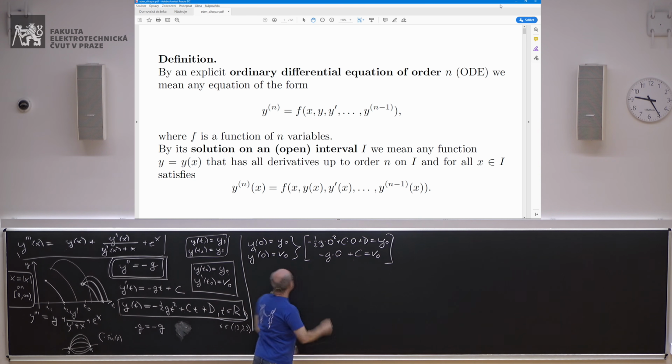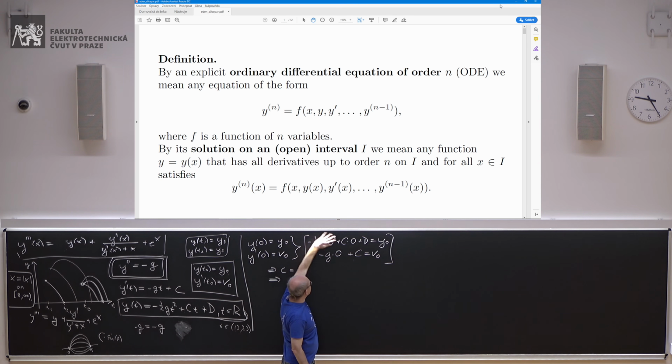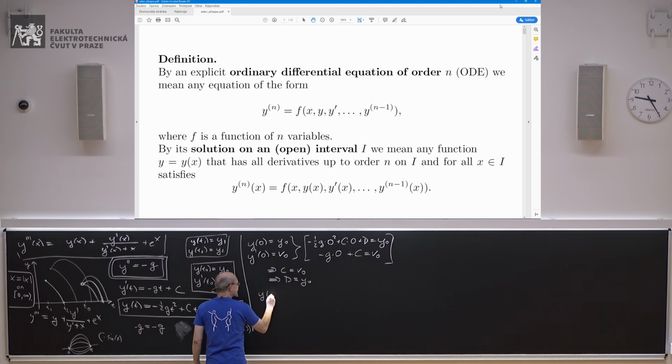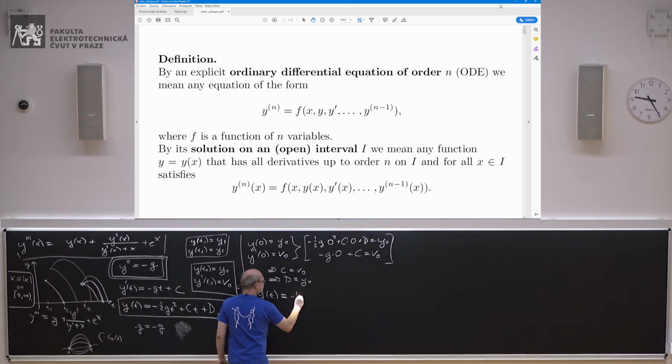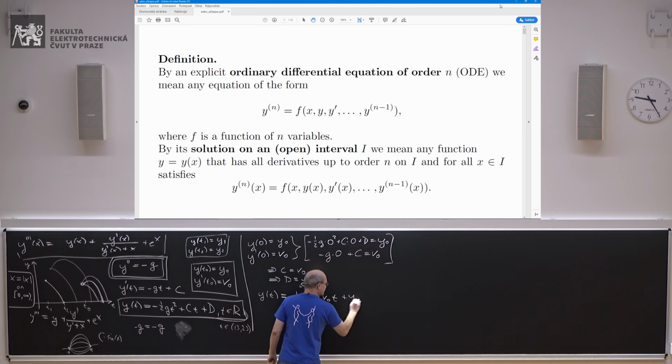From the second equation, we see immediately that c is v0. And then we look at the first equation. This term is 0, this term is 0, d is y0. So what we get is a certain solution, and now it's just one specific solution which looks like this. Minus 1/2 g t squared plus v0 t plus y0, t belonging to real numbers.